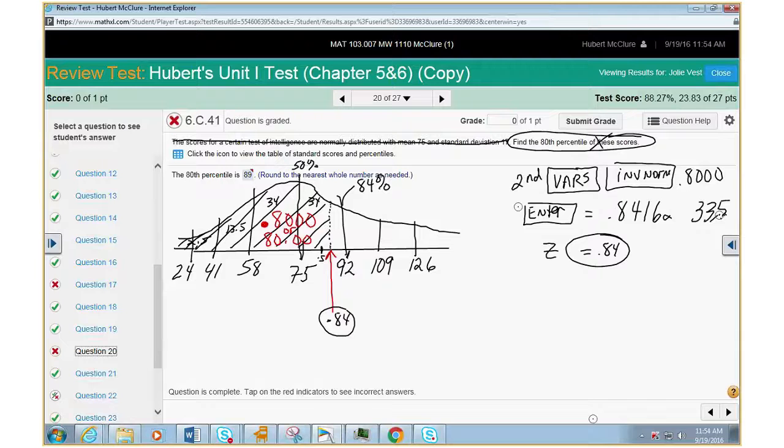So you've got to use the formula that I had shown you, or solve this formula, z is equal to x minus x bar over standard deviation, for x. I'm not going to ask you to solve for it because I'm just telling you that x is equal to oz plus mu.